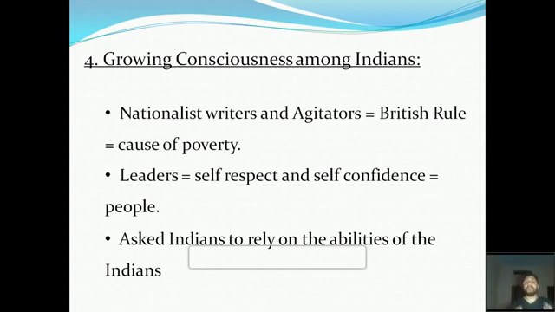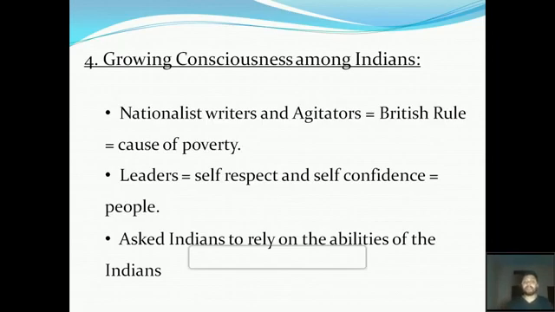Nationalist writers and agitators. Already the British had banned the use of newspapers, through the Vernacular Press Act. I hope you remember it. By using that kind of act, they put a big check on the publishing of news against the British. At the same time, Indian leaders were not worrying about the British. They went on publishing news, and they were writing against the British. And in their writing, they always blamed the British rule for the cause of poverty. Because if poverty is there in India, they blamed the British for that.